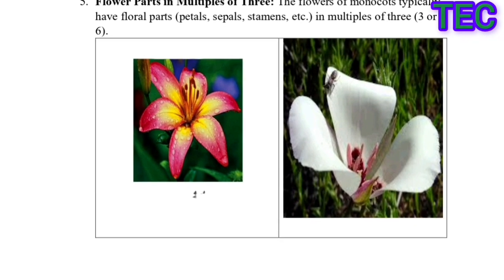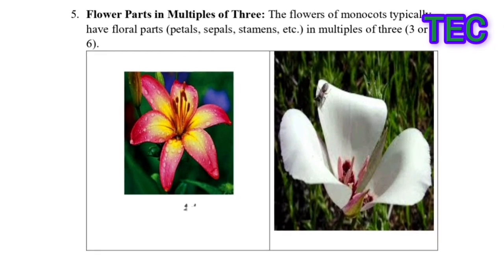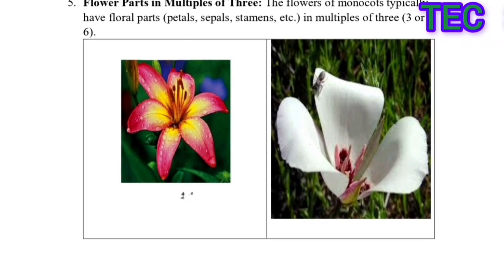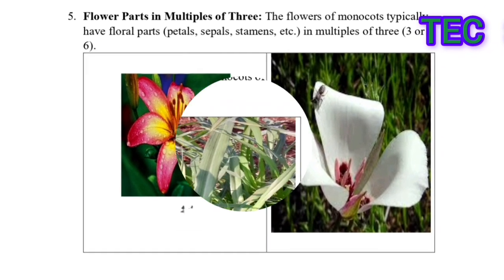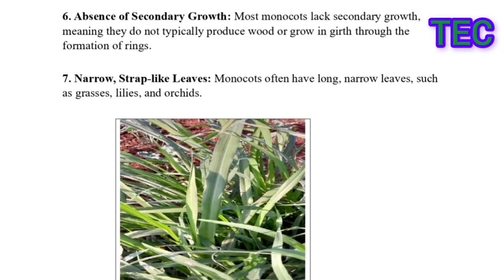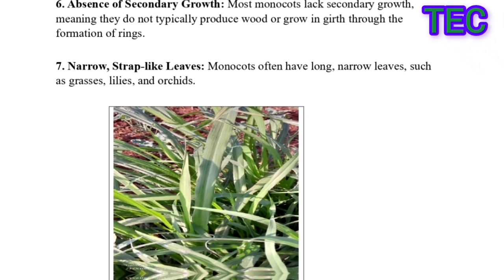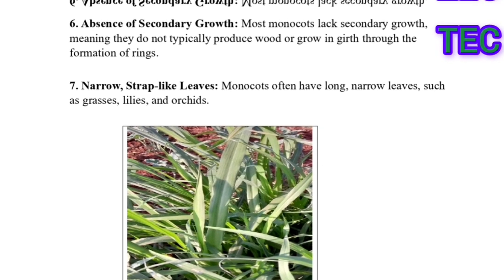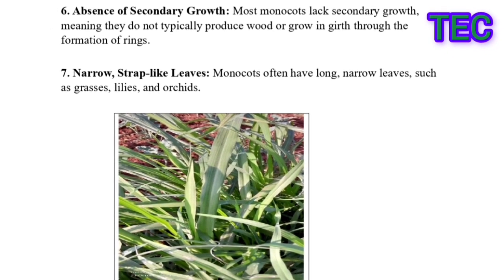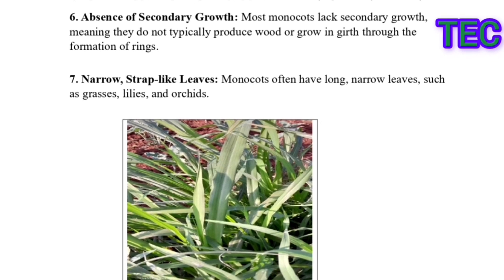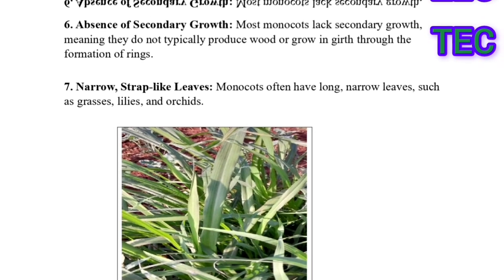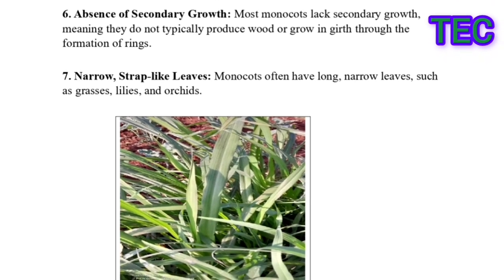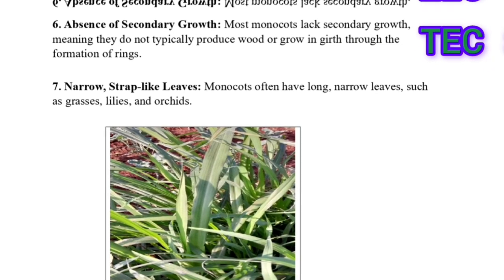Flower parts in multiples of 3. If you look at this flower, multiples of 3 or 6. 1, 2, 3, 4, 5, 6. 1, 2, 3. So in multiples of 3 or 6. Absence of secondary growth. Most monocots lack secondary growth, meaning they do not typically produce wood or grow in girth through the formation of a ring. For example, if you look at a maize plant, you cannot get wood on a maize plant because it does not have secondary growth. It does not increase in girth.